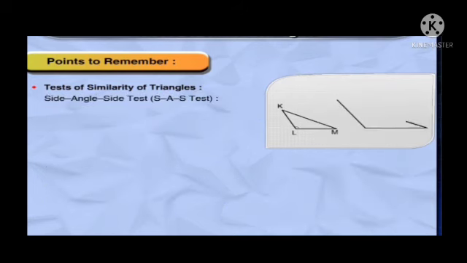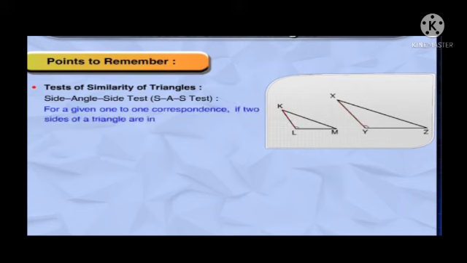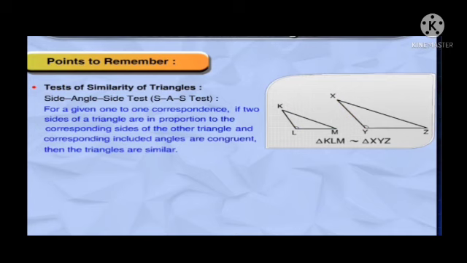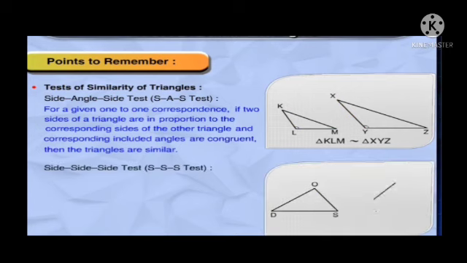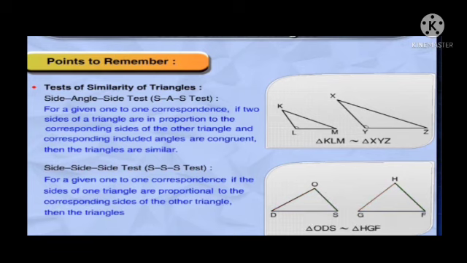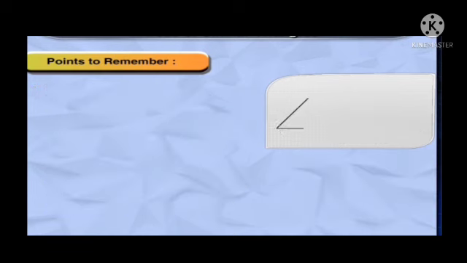Then side, angle, side test. Look at the diagram. You will know that for a given one-to-one correspondence, if two sides of a triangle are in proportion to the corresponding sides of the other triangle and the corresponding included angles are congruent, then the triangles are similar. Let's take the side, side, side test. Look at the diagram. For a given one-to-one correspondence, if the sides of one triangle are proportional to the corresponding sides of the other triangle, then the triangles are similar.